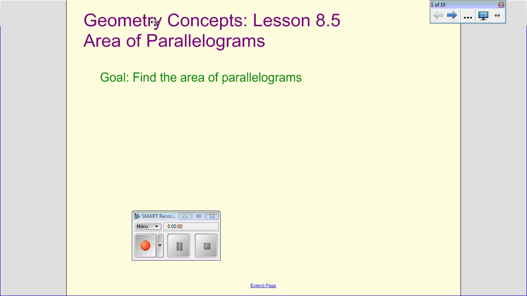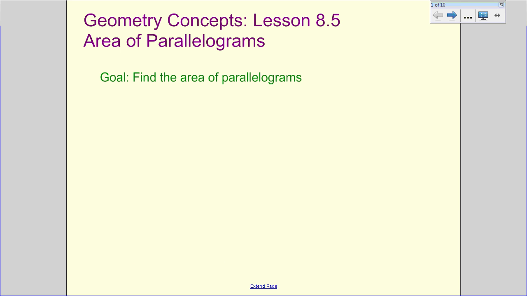Ladies and gentlemen, we're ready to take a look at lesson 8.5. It's area of parallelograms, and we also throw in area of rhombi or rhombuses. So our goal is to be able to work with parallelograms. We're kind of working our way through the different polygons that we've studied this school year.